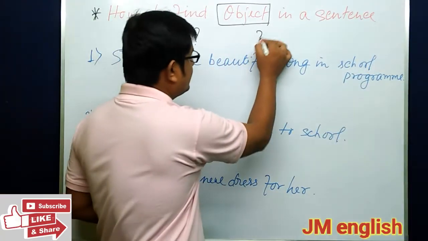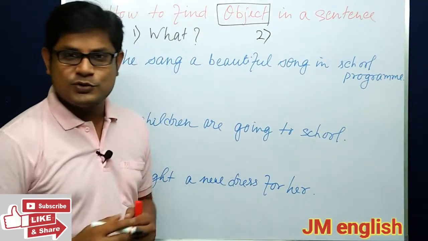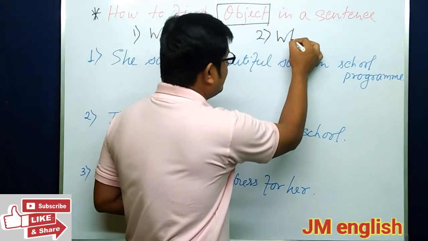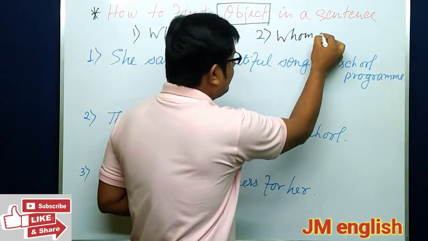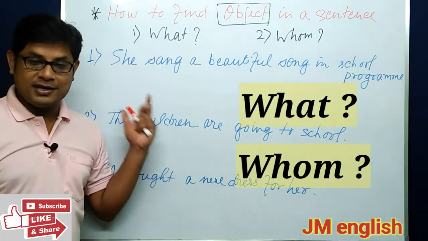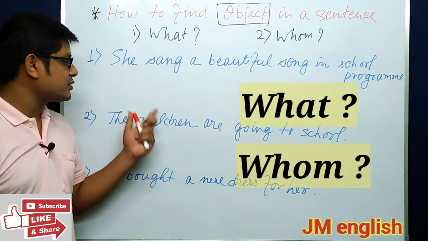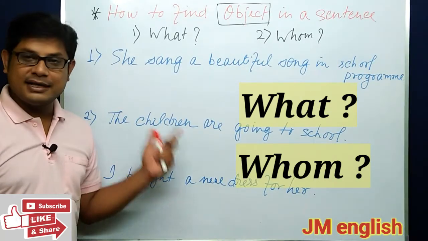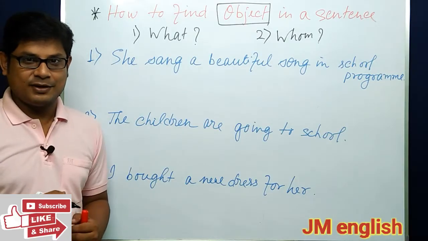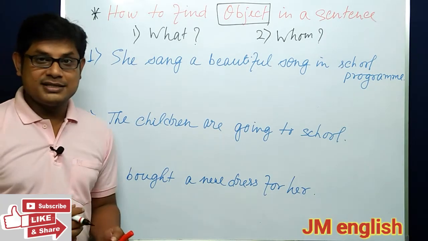And number two, there is another thing that you can use to ask the question. The second one is whom. Okay, so these two WH words that you can use to ask the question, the verb, and you will get the answer, and that answer is the object of the sentence. Okay, so let's see with these sentences.